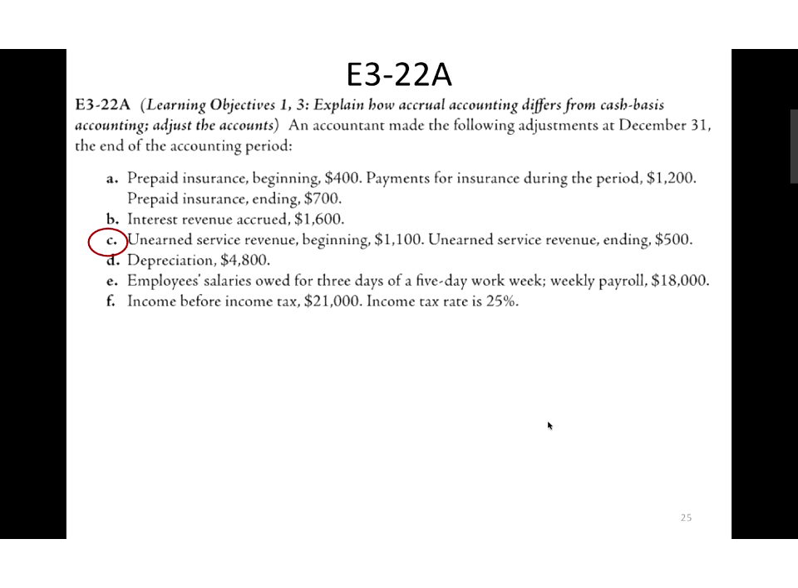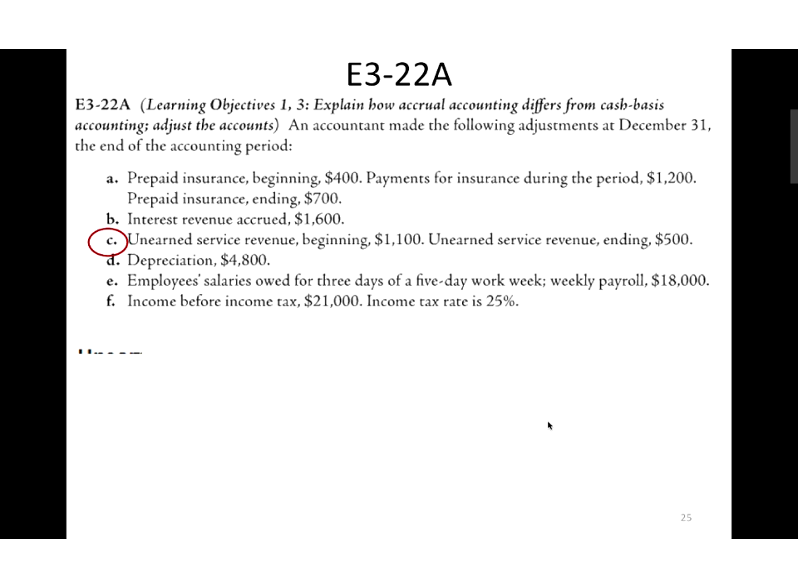But okay, unearned service revenue, as a side, is a liability account. Important to remember that. It's one of the accounts where the title doesn't match what kind of account it is. Unearned service revenue, so this is a liability. We started the period with a balance of 1,100. The ending balance, 500.